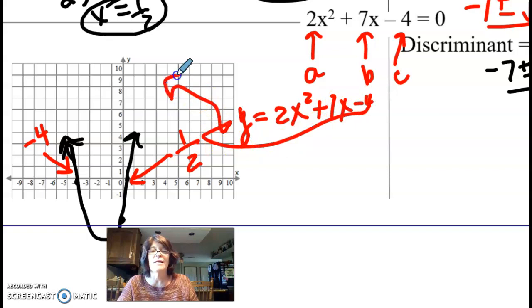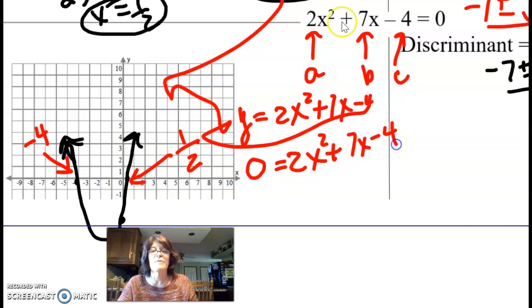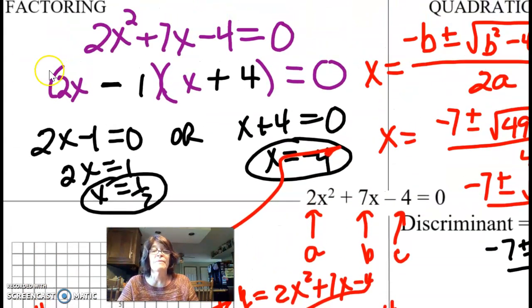Well, when y is 0, I have 0 equals 2x squared plus 7x minus 4. And that was my question, right? So when y is 0, those are the x-intercepts. And the x-intercepts are a half and negative 4. So that's how the graph can show you the answers to a quadratic equation set equal to 0.